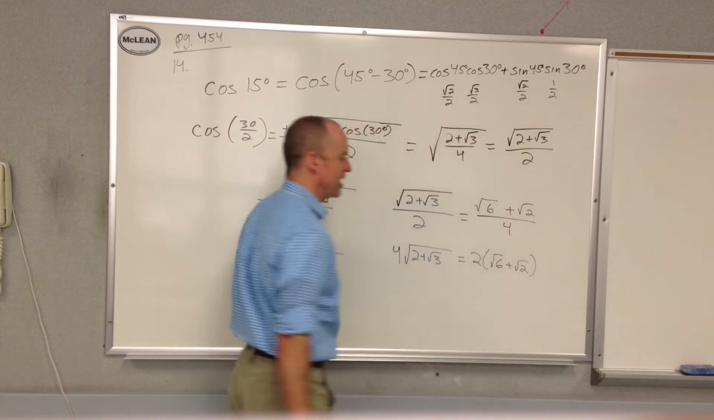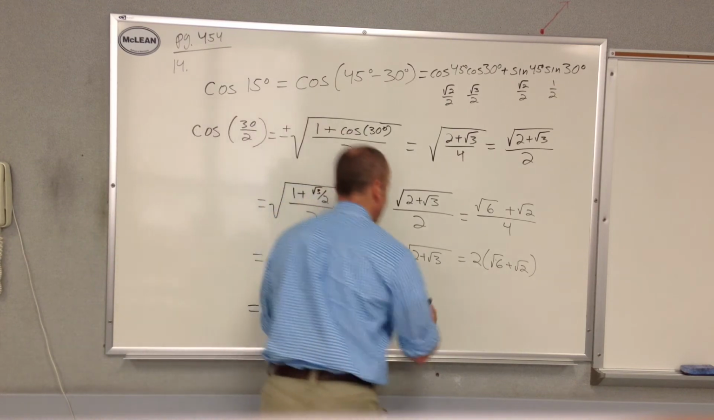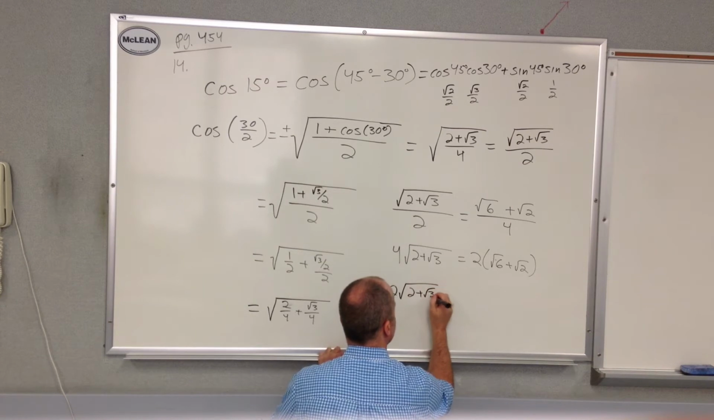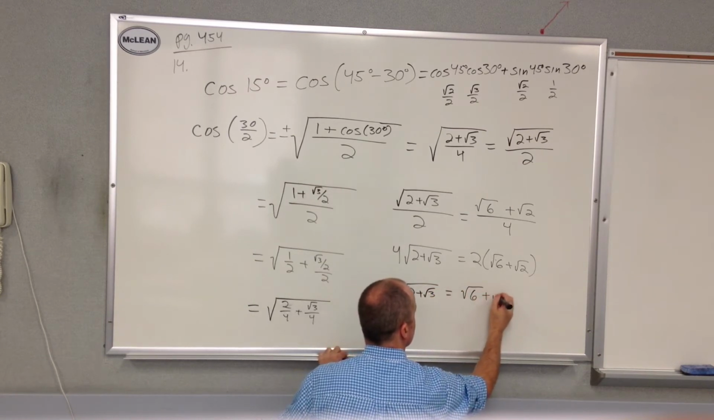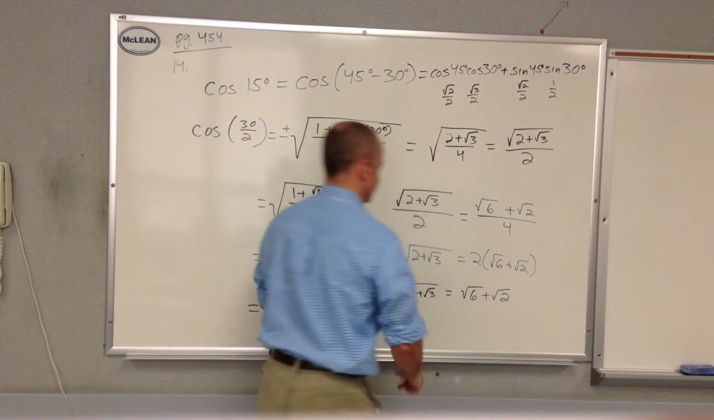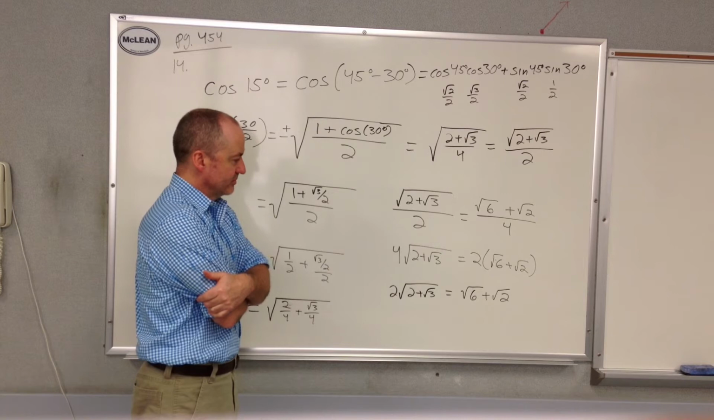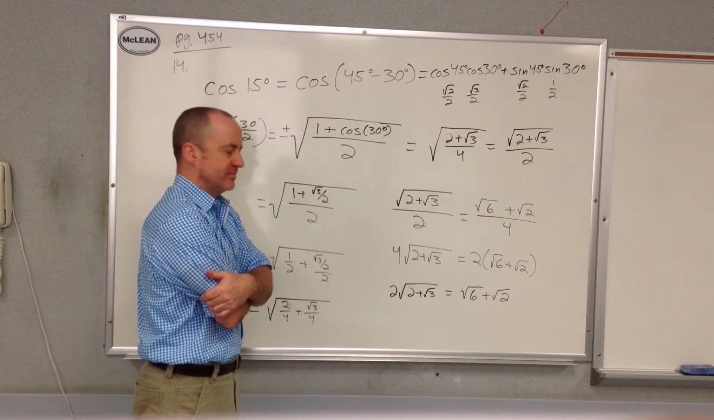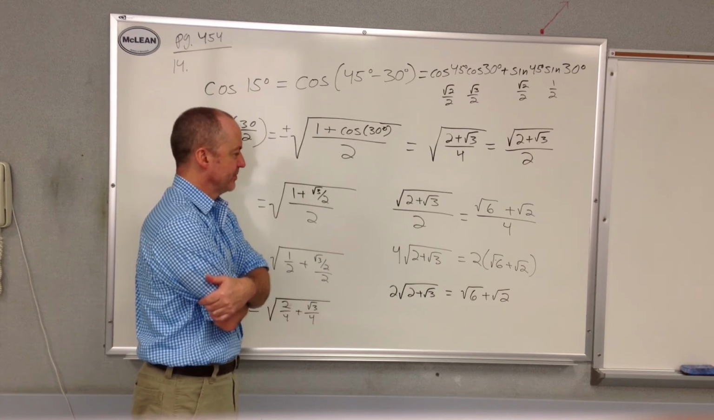Have I cross multiplied correctly? All right, I'm going to divide both sides by 2, because that's just going to get in the way. Now what? I got a lot of radicals there. What do you do to get rid of radicals? You square them. I square them.